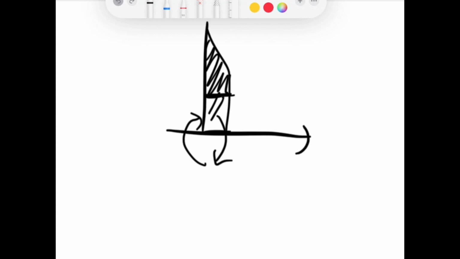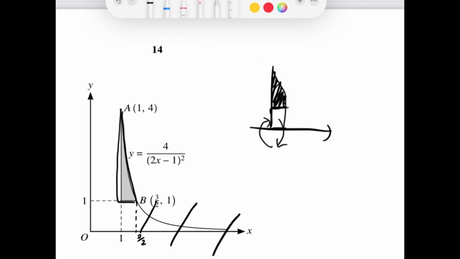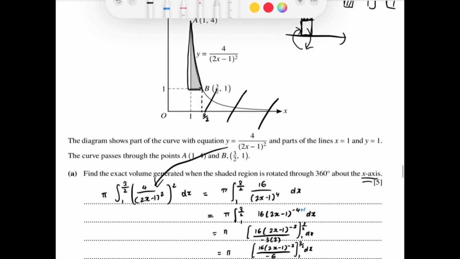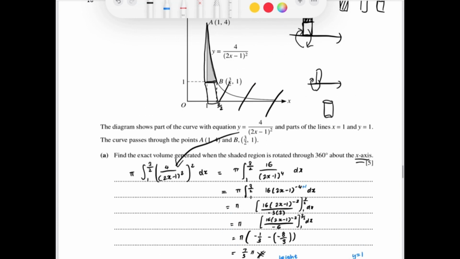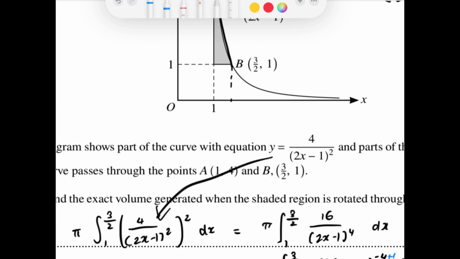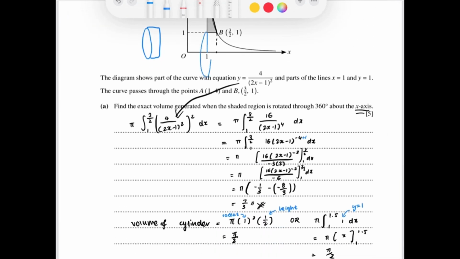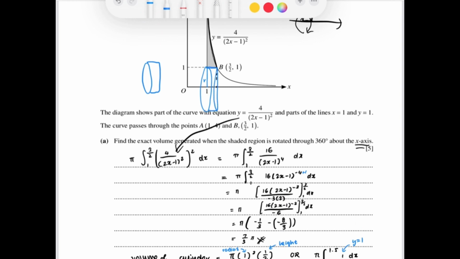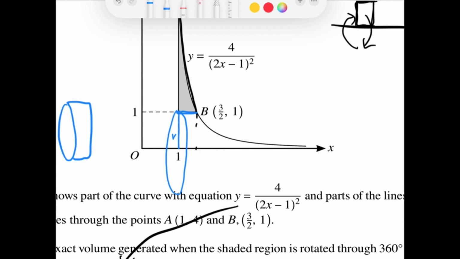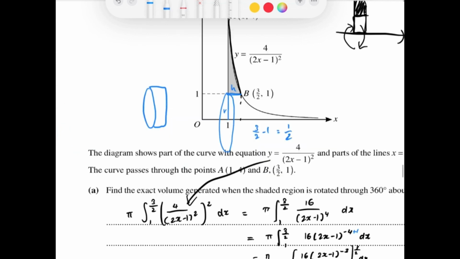However, we only want this, right? So how do you get rid of this part? Well, it's pretty simple. You have this, you minus this to get this. So that's what you do. If you rotate this, you're rotating a cylinder. So you can use the volume of a cylinder formula, and this is your radius. Because when you rotate it around, it's going to be like that. Okay, so this is your radius, your r, and this is your height, which is 3 over 2 minus 1, you get half.